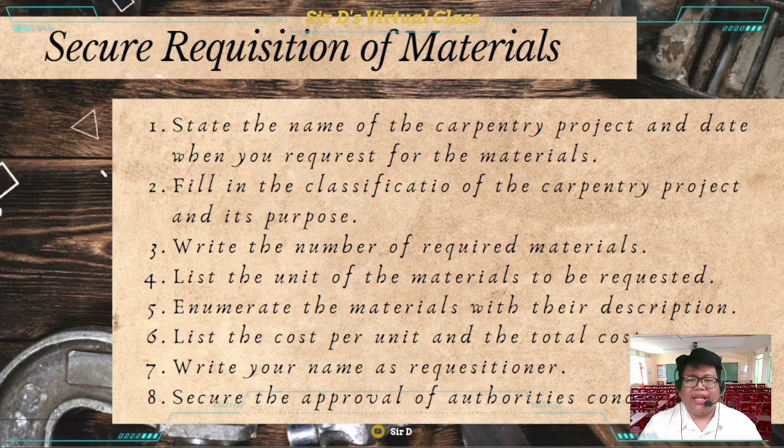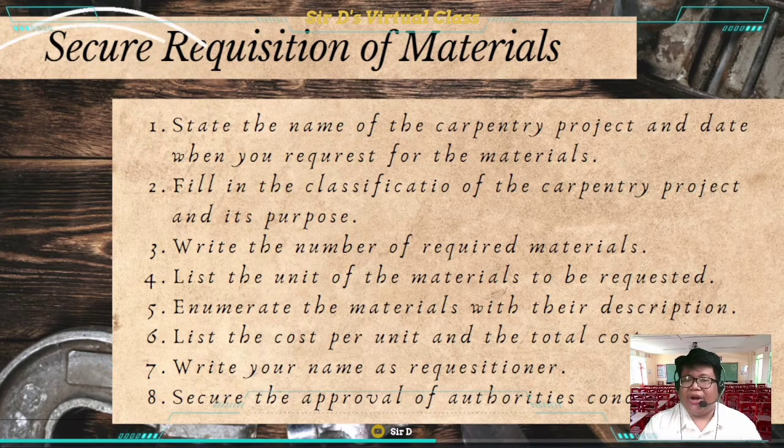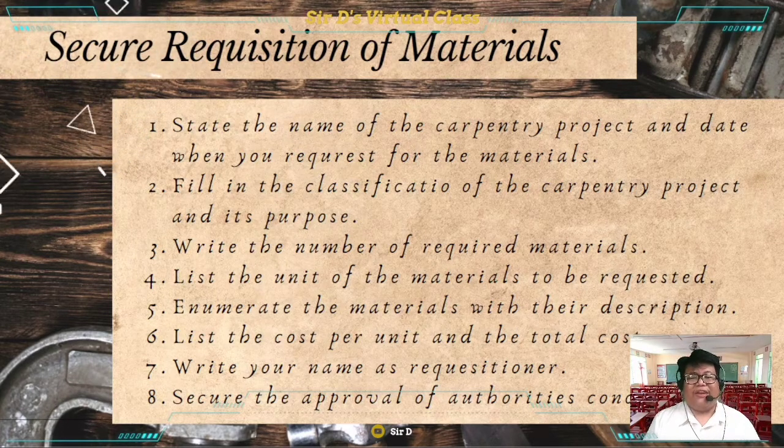And then, at number 4, list the unit of materials to be requested. 5. Enumerate the materials with their description. This will include now the specifics like the brand, color, or whatever it is that must be noted by the purchasing department. 6. List the cost per unit and the total cost. 7. Write your name as the requisitioner. And remember that as the requisitioner, you must be the one to receive these materials to make sure that you will be able to get what you have listed. If not, you should ask someone in your place to do it. And lastly, at number 8, secure the approval of authorities concerned.